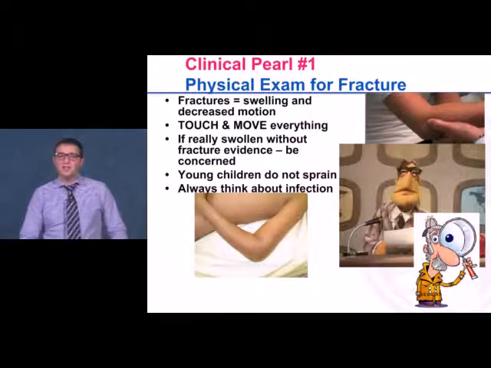And finally, always think about infection. In particular, when you're seeing a child who has swelling and pain and decreased motion with not a very clear history of fracture. So this is my first clinical pearl slide.